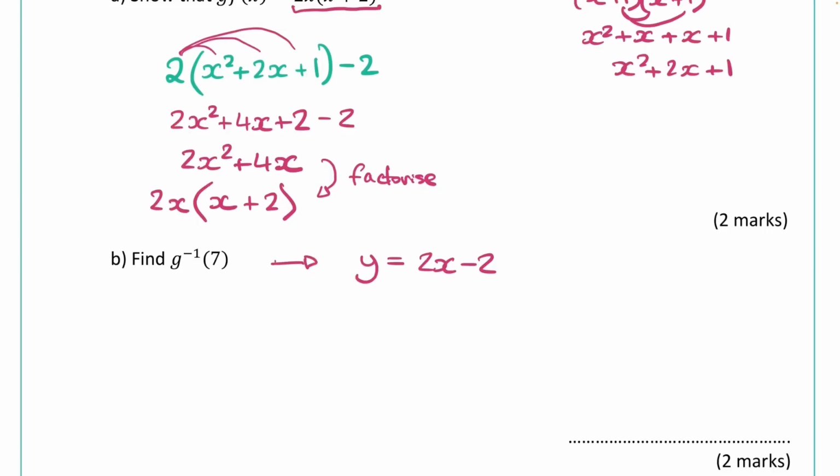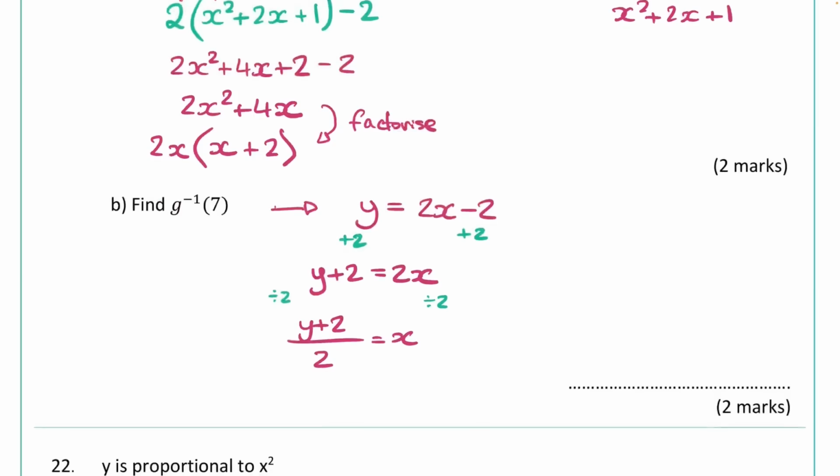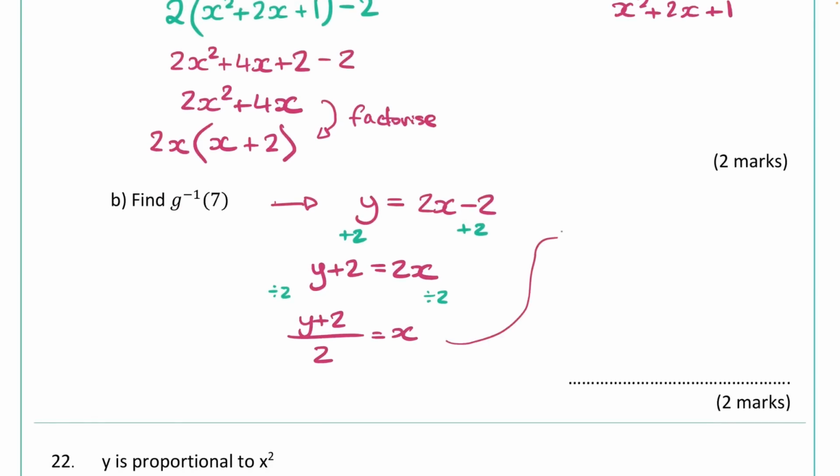So I'm going to start by adding 2 to both sides to find the inverse. So we have y plus 2 is equal to 2x. And then to get x on its own, I need to divide by 2, which will create a fraction. So I have y plus 2 all over 2 is equal to x. So to make that my inverse function, I'm going to swap the x and y's back over. So my inverse function g to the minus 1 is equal to x plus 2 over 2.